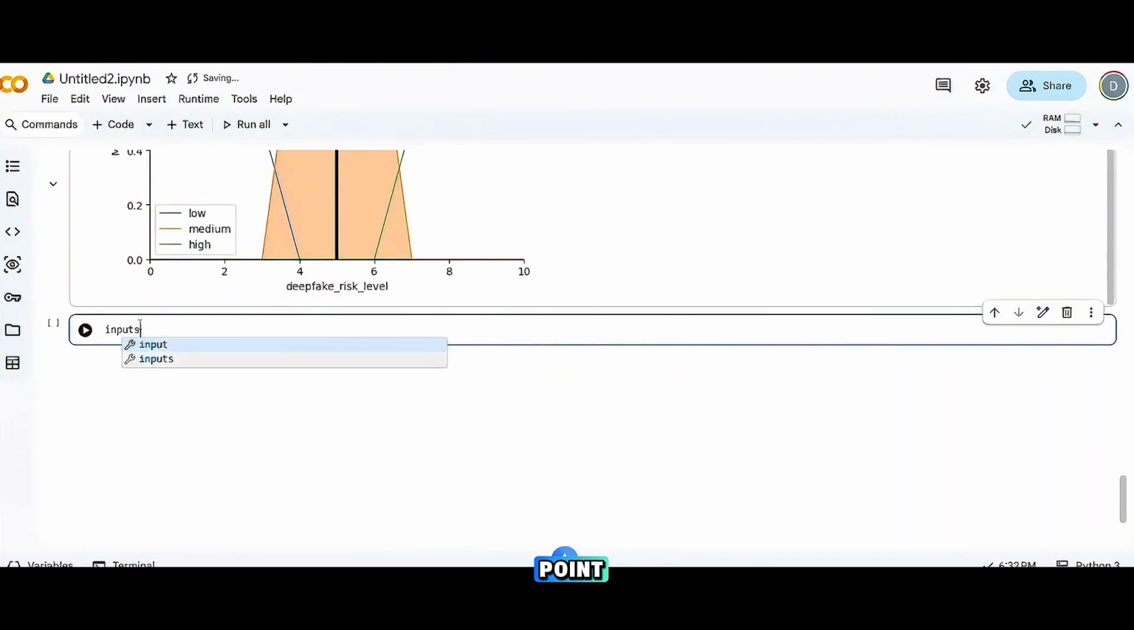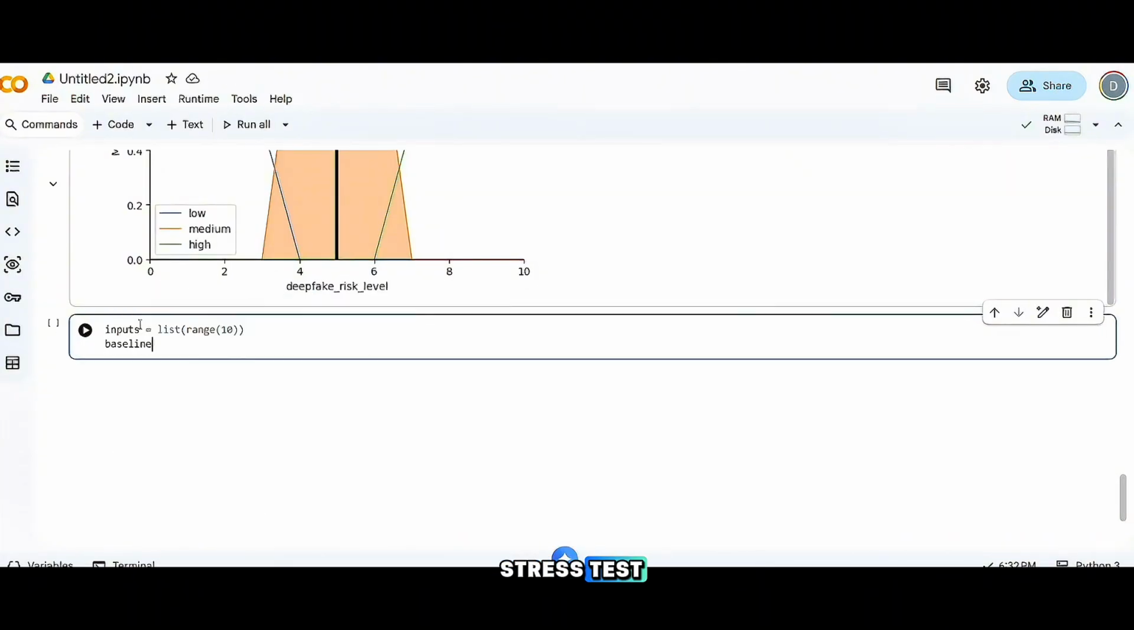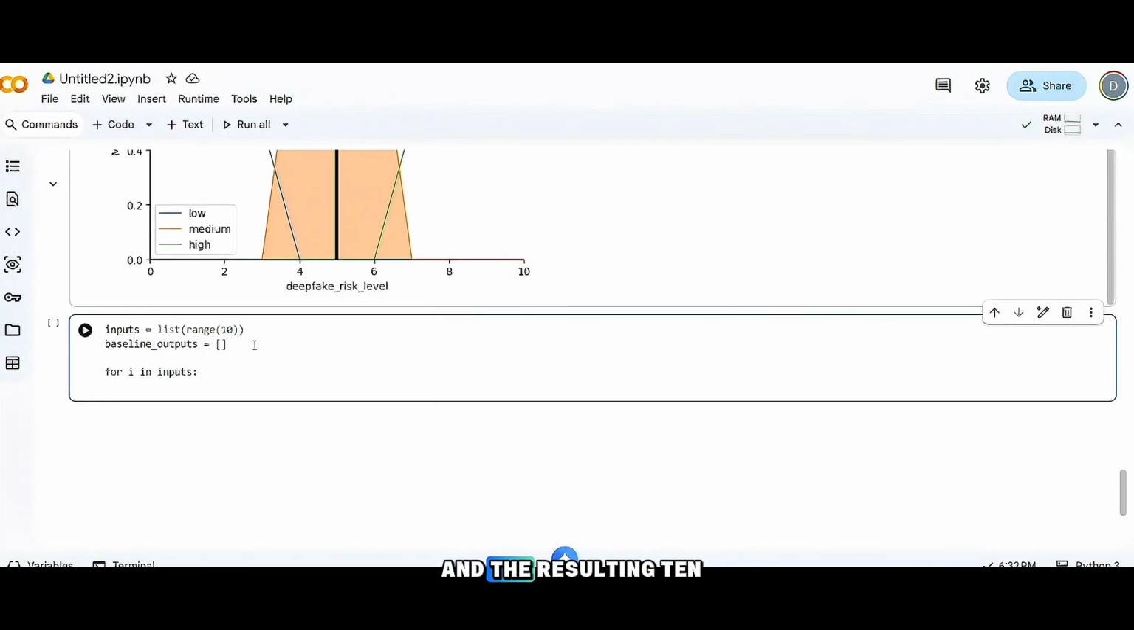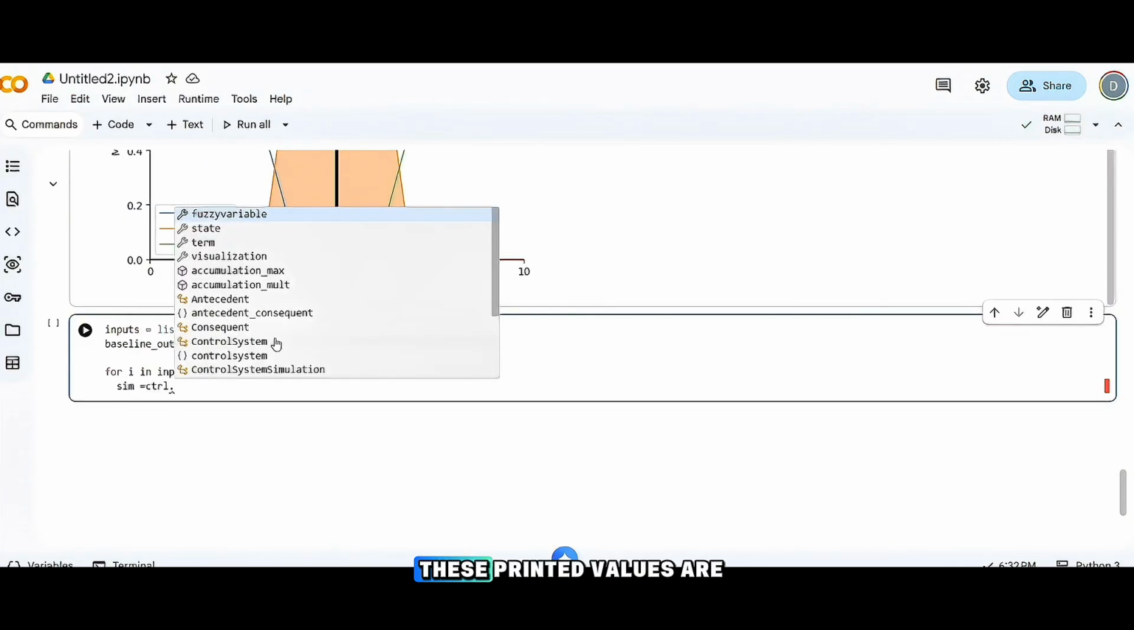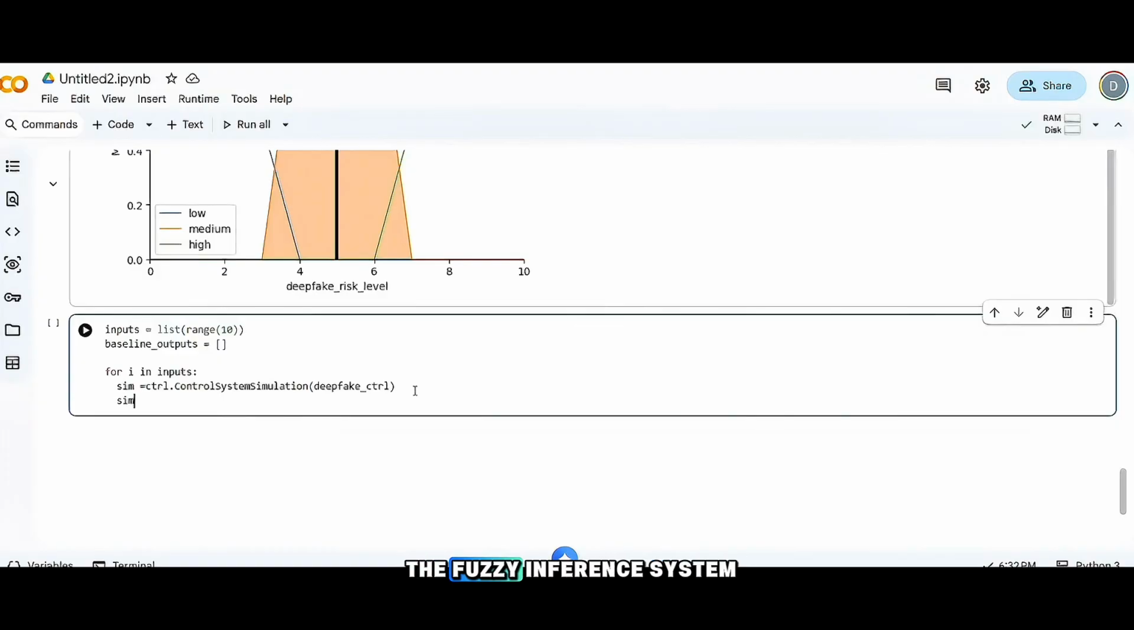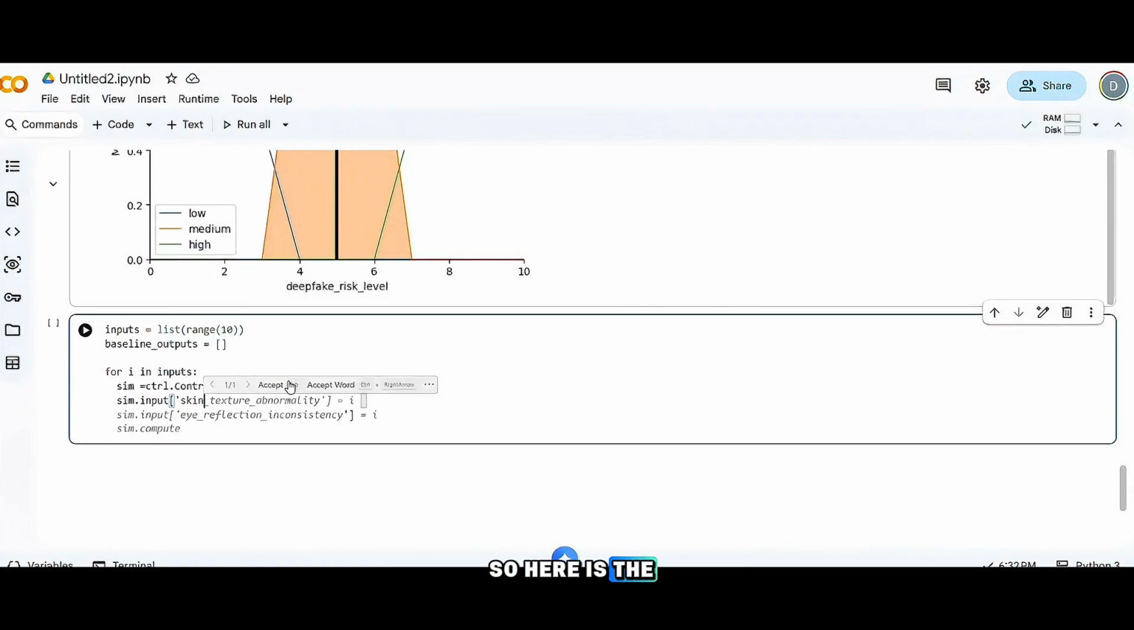This is step one, the 10-point stress test. So I will first execute 10 inputs live from 0 to 9, and then I will show the crisp outputs and the resulting 10-point curve. These printed values are the 10 crisp outputs produced by the fuzzy inference system. So here is the baseline graph.